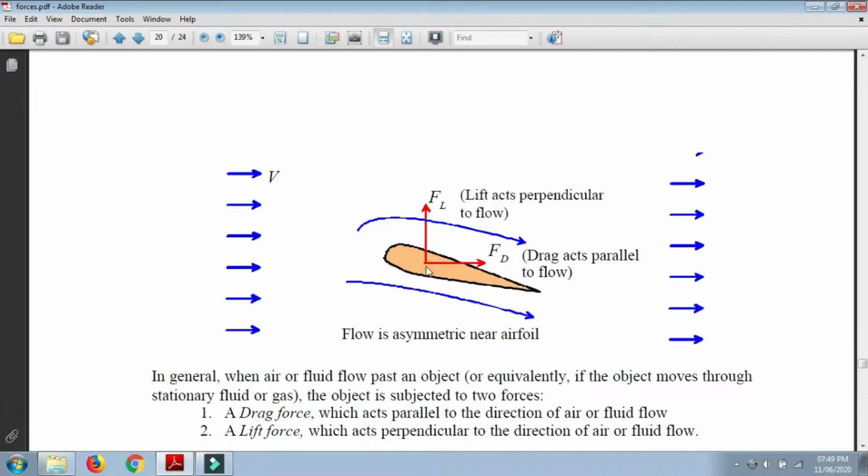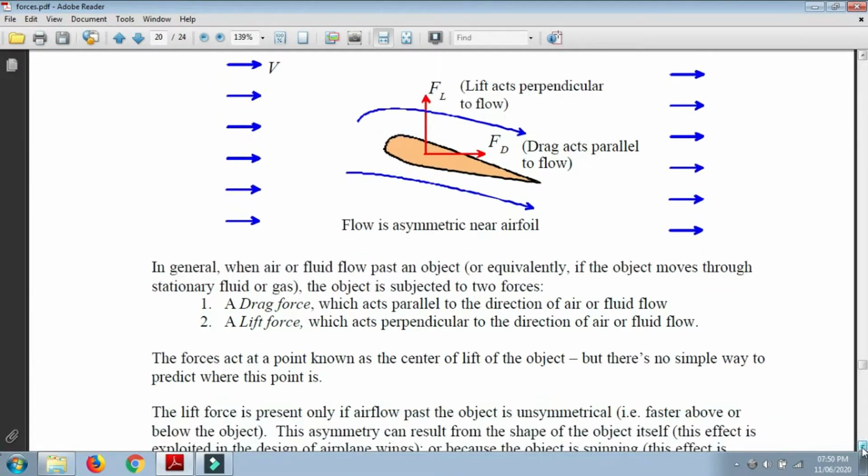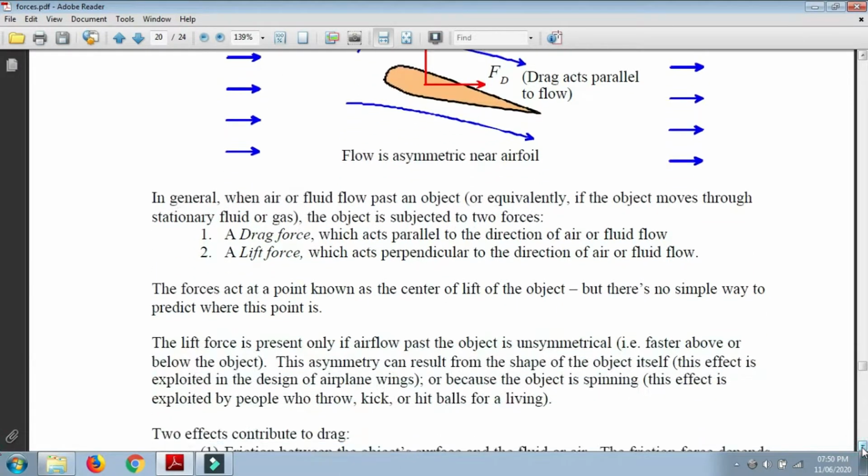This is an example of your wing, which is also called an aerofoil. The flow is asymmetrical near the aerofoil. A drag force acts parallel to the direction of the air or fluid flow. A lift force acts perpendicular to the direction of the air or fluid flow. Here is the lift coming from the downside. The force acts at a point known as the center of lift of the object, but there is no simple way to predict where that point is.